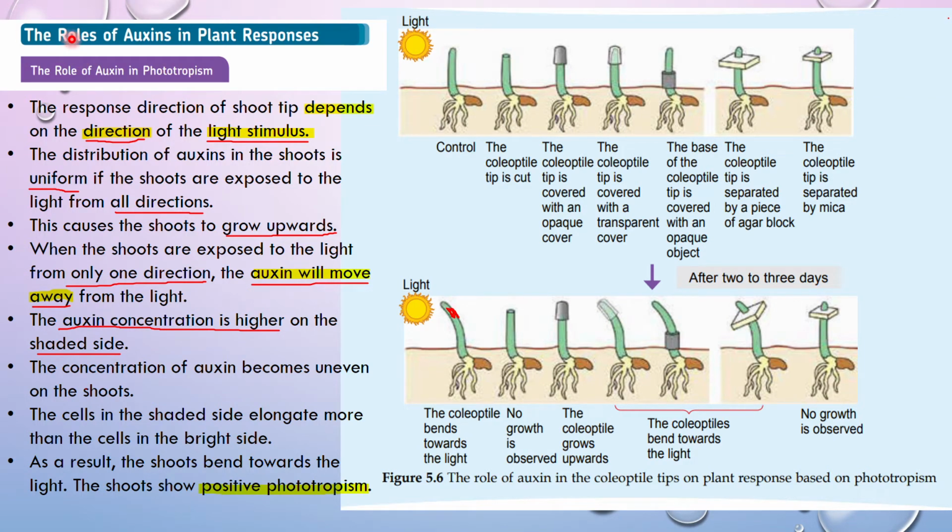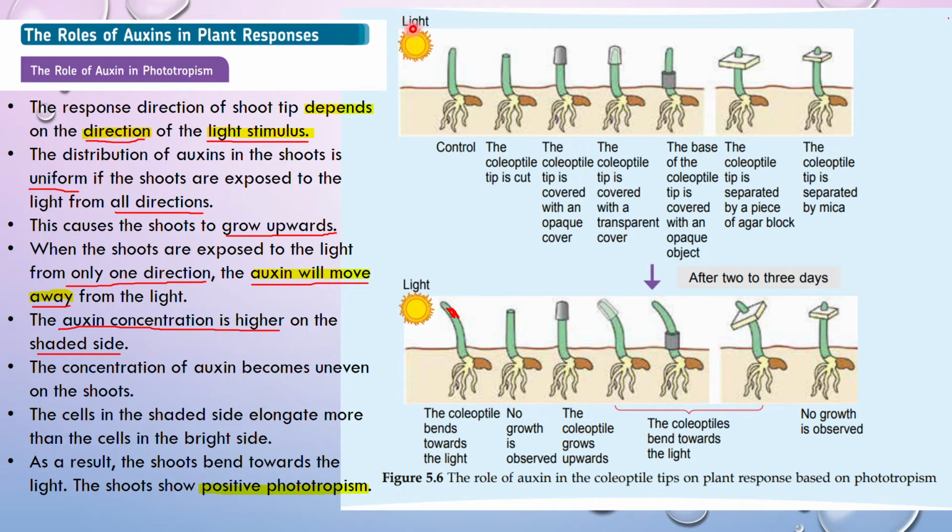Okay, let's look at the roles of auxins in plant responses. So the first one, we're going to look at phototropism, later on geotropism. A few key concepts here that you need to take note. First is that the response direction of the shoot tip actually depends on the direction of the light stimulus.